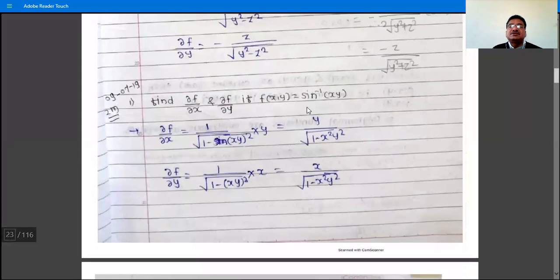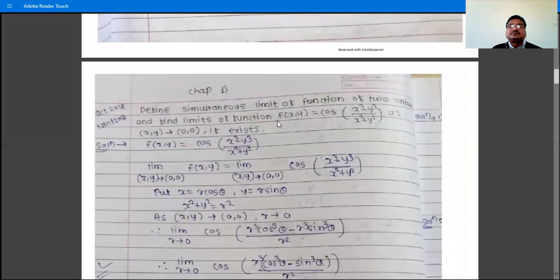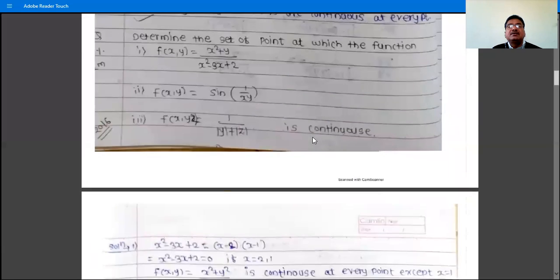Then the partial derivatives with respect to x and y of sine inverse of x into y. What is the sine inverse derivative? The partial derivative with respect to x is 1 by root 1 minus x into y whole square, into the derivative of x into y with respect to x, which is y. So this is the answer. And then the partial derivative with respect to y is 1 by root 1 minus x into y whole square, into the derivative of x into y, which is x. These are the examples of the previous chapter.